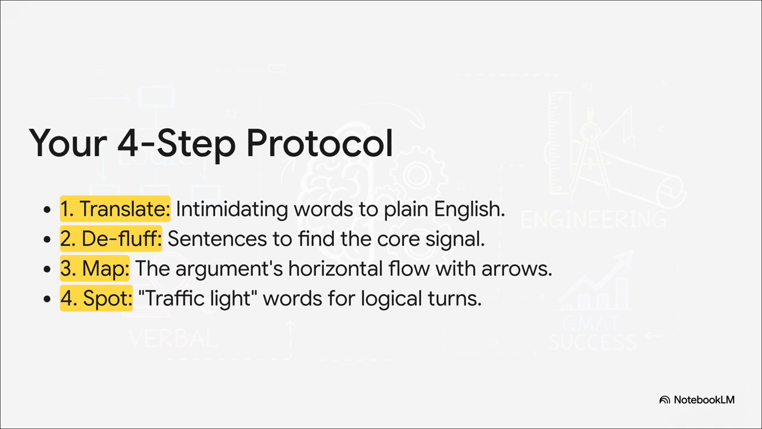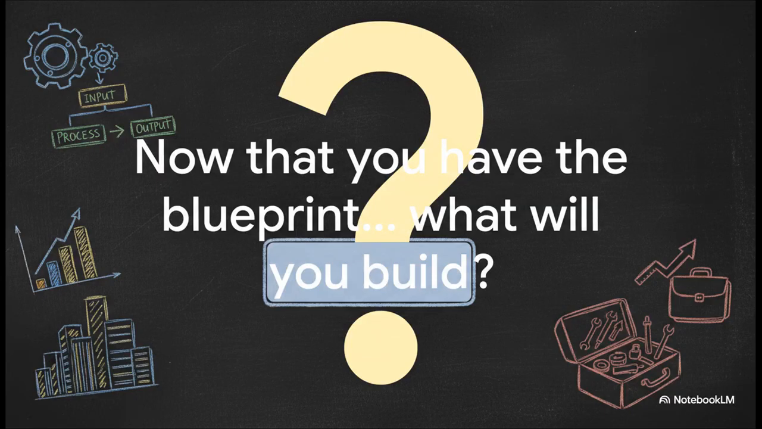This is your identity now. You are not just a test taker anymore. You are a verbal engineer, and you are here to systematically decode the machine. When you start approaching the GMAT verbal section with this engineering mindset, you take all the control back. You're no longer a victim of tricky phrasing or big, scary words. You have a process, you have a toolkit, you have a blueprint. So the only question left is, what are you going to build with it?